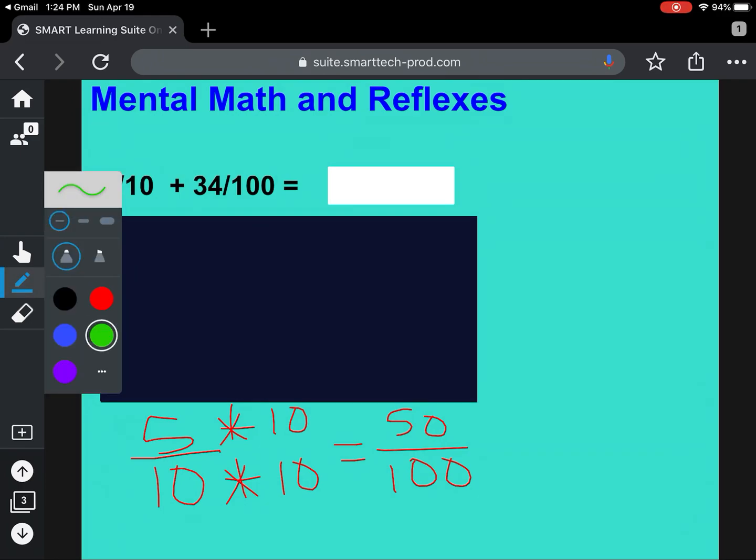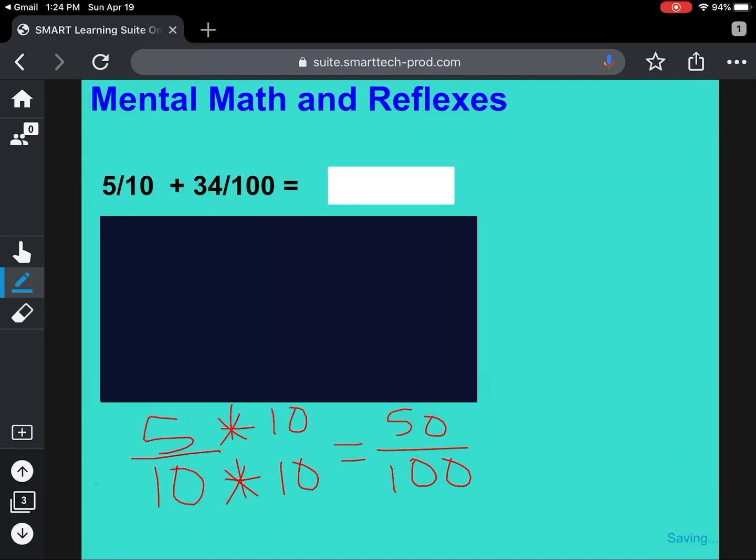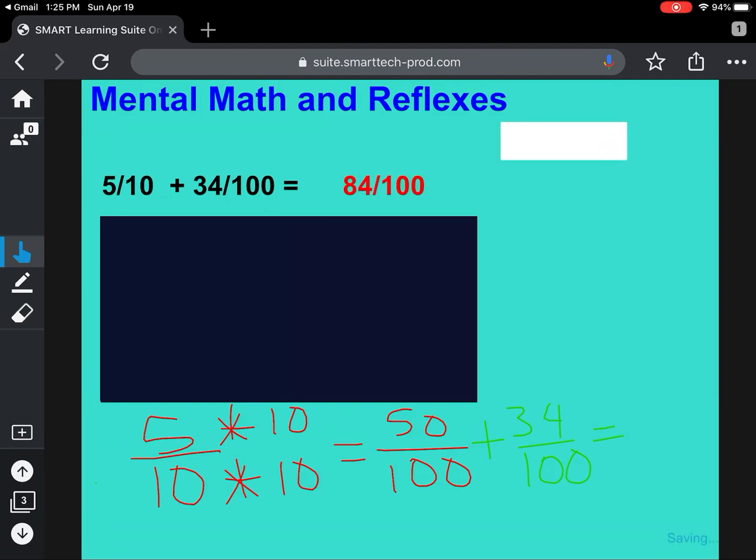Now we can take that 50/100 and add on the 34/100. If you haven't already done that, do it now, and I will show the answer in just a minute. When you worked out 50/100 plus 34/100, you should have said the answer is 84/100.